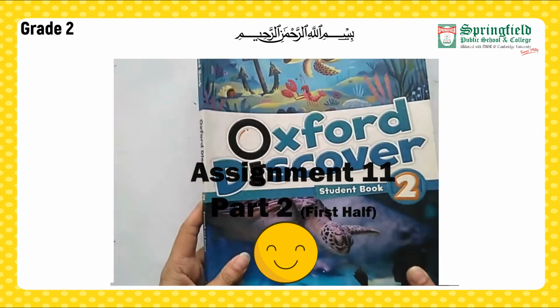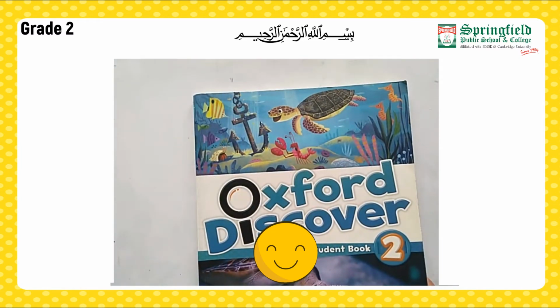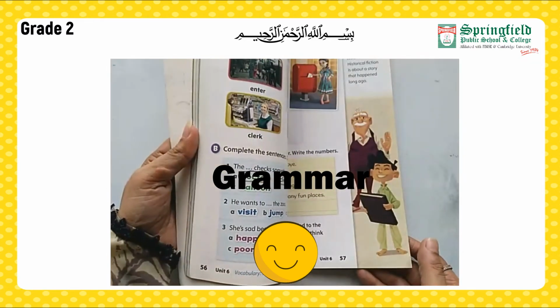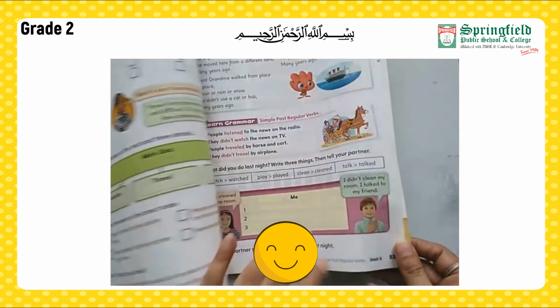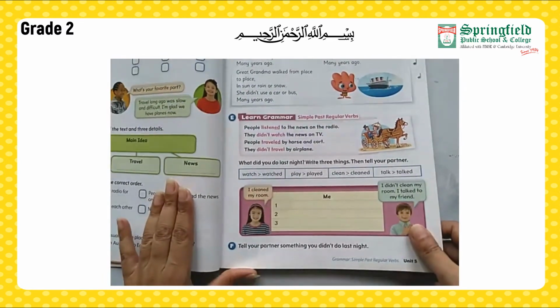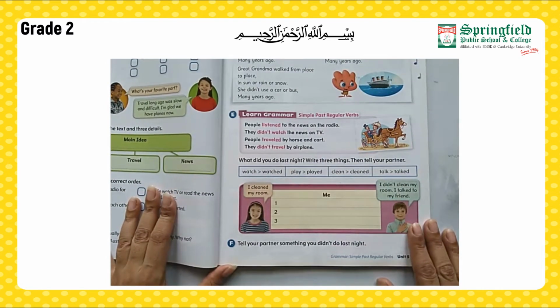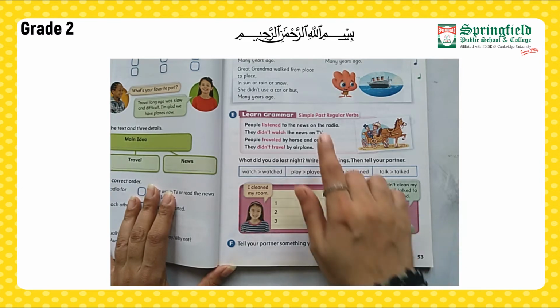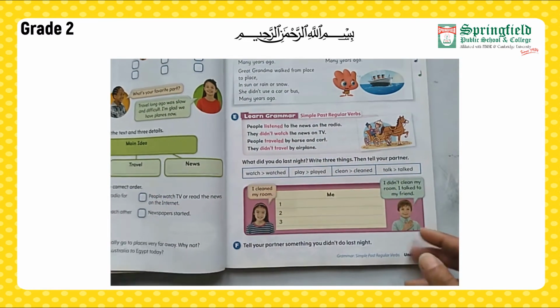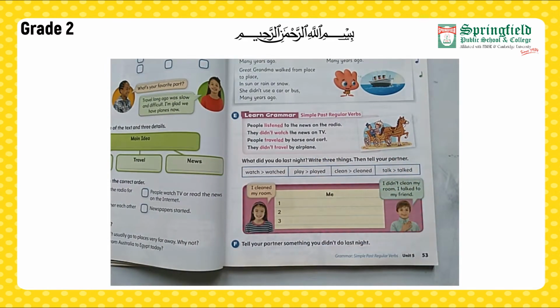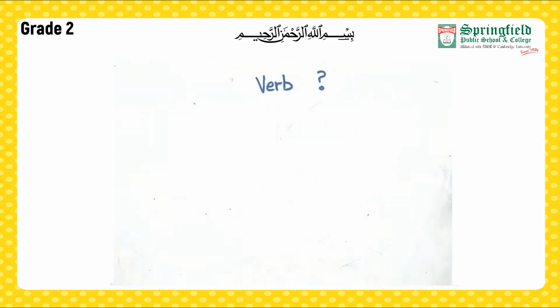This is your student book that you will be needing, and in this book your page number 53 is all about simple past regular verbs. Okay, now before we move towards this topic, let's revise something. Let's see what are verbs. So dear kids, what is verb?